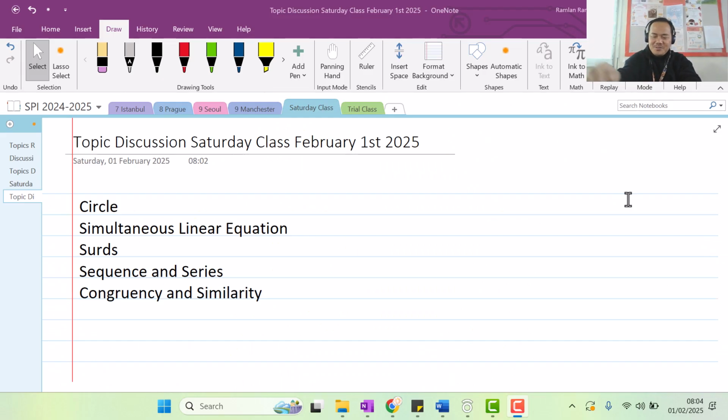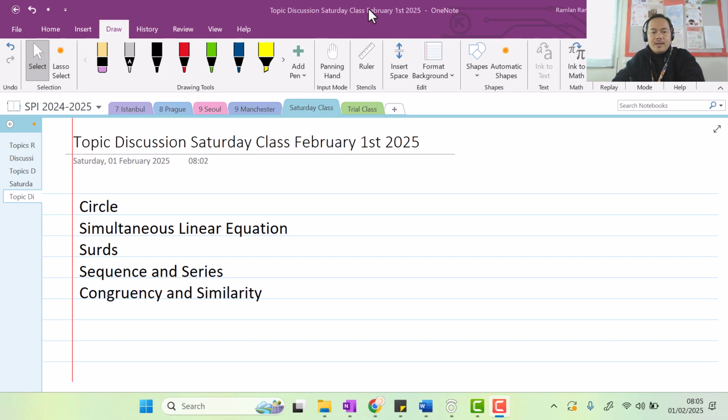Yeah, these are going to be the 5 topics that we're going to discuss today, and they will be on the test. Let's start from the first one, which is about circles. What we're going to talk about here is the perimeter, the area, the arc length, the area of a sector, and also the angles that form in a circle.